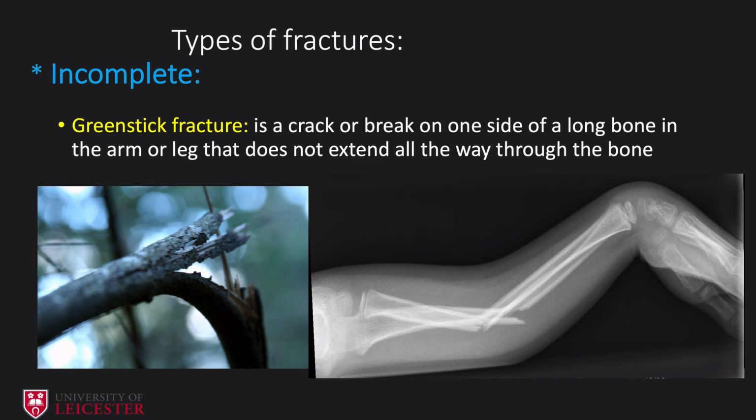The third type of incomplete fracture is a greenstick fracture. It happens when a crack or break on one side of a long bone does not extend all the way through the bone. Here from the radiograph, you can see greenstick fractures of the midshafts of the radius and ulna.